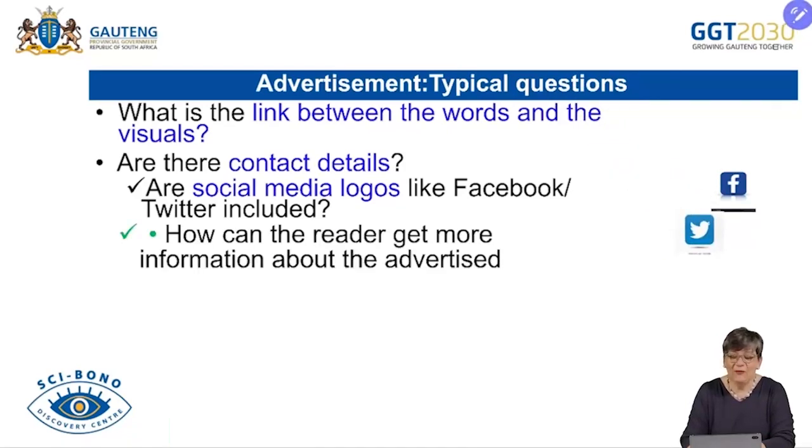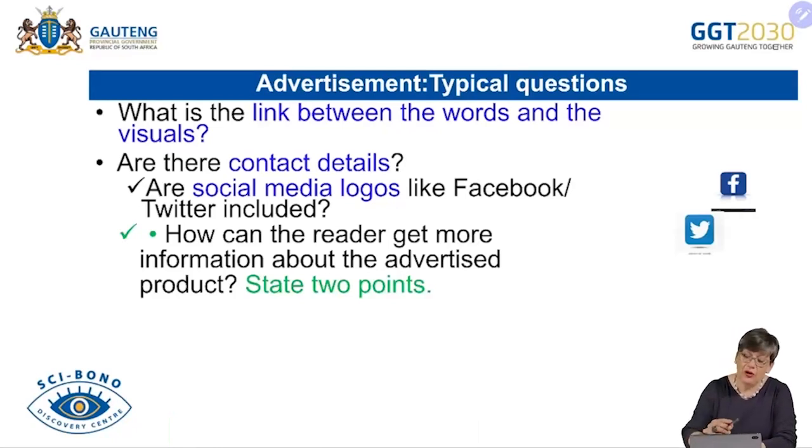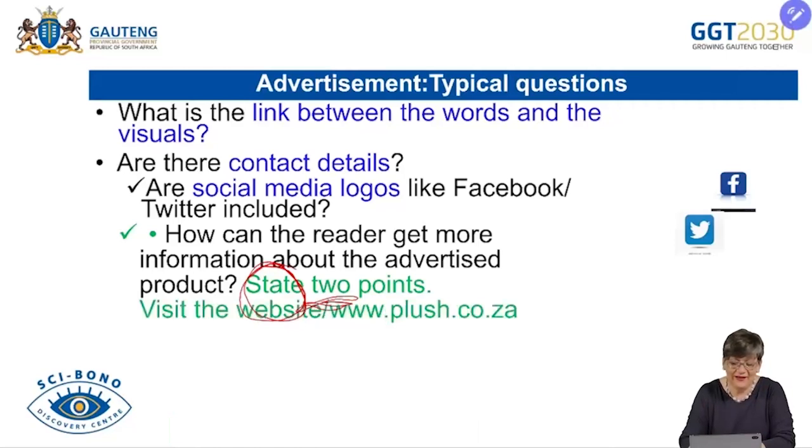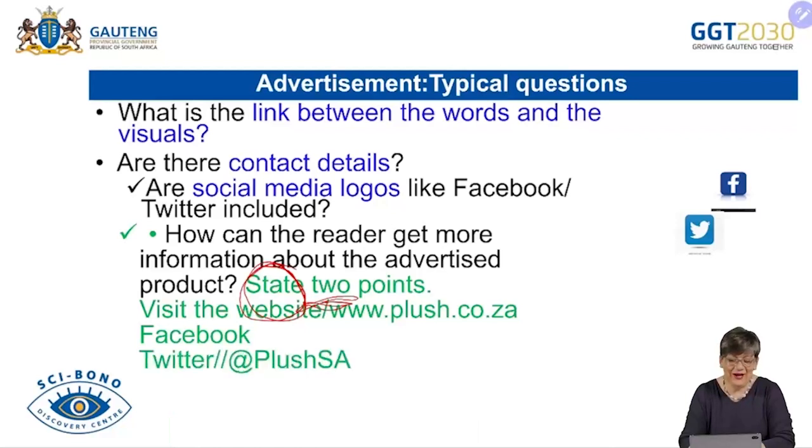How can the reader get more information about the advertised product? We love asking you this question. And we usually ask you to state 2 points. Now remember, when you get to your question, we have to encircle your question word. And what do we have to do? 2 points. Remember that. Now, usually there's a website that you can use, or there's a social media logo. Right.